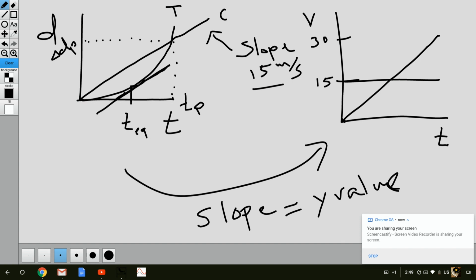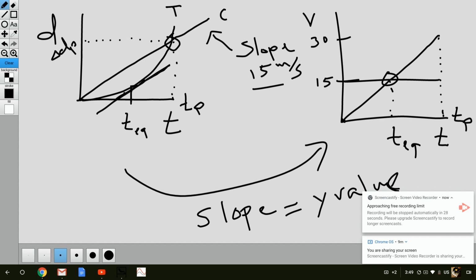Now, if we take a look at this, this is where they're different. When they pass is right here. When they have the same speed is right here. Do not fall into the trap of thinking this is where they pass. An intersection on a V versus T graph shows they have the same speed. An intersection on a D versus T graph shows they're in the same space. So make sure that you are paying attention to what your y-axis is when you do this graph.